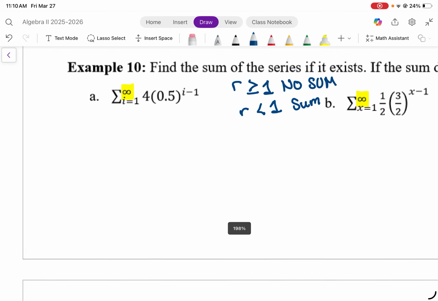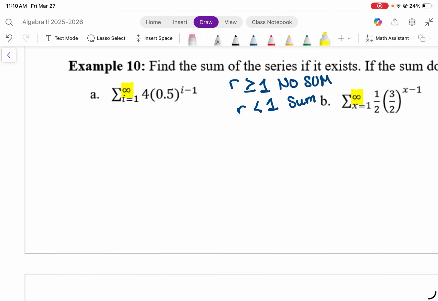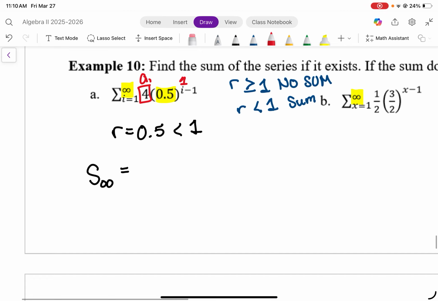All right, so r is the part that is raised to the power. So in this first example, r equals 0.5, which is less than 1, so that means it does have a sum. So we're going to use our formula, S sub infinity equals our first term, and if you remember the setup of our equations, our first term is this first number. Or you can just plug in 1 for i and plug it into your calculator.